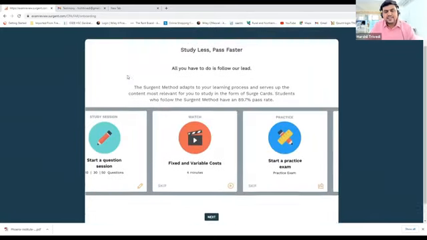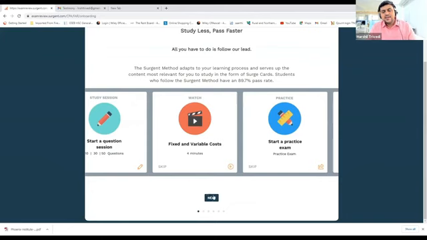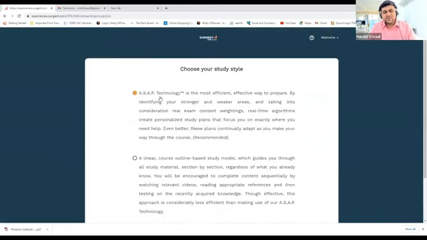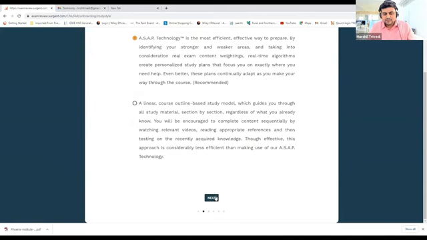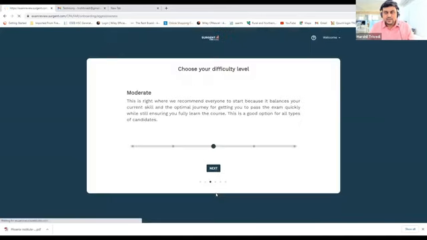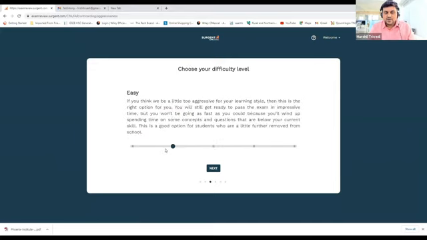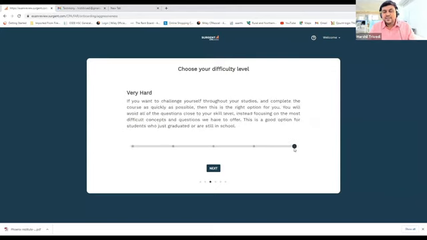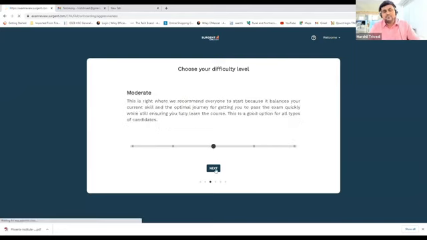If you see, they give you the first thing. Here, you just go for X. Next, they will ask whether you want ASAP technology or the linear course. We prefer students to go for ASAP technology. What is ASAP technology? Let me explain that as well. Now, what difficulty level do you want? Moderate, easy, very easy, or difficult? You need to suggest that over here. Let's go for moderate level.